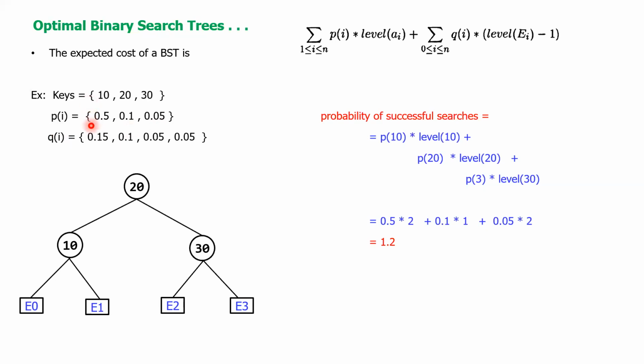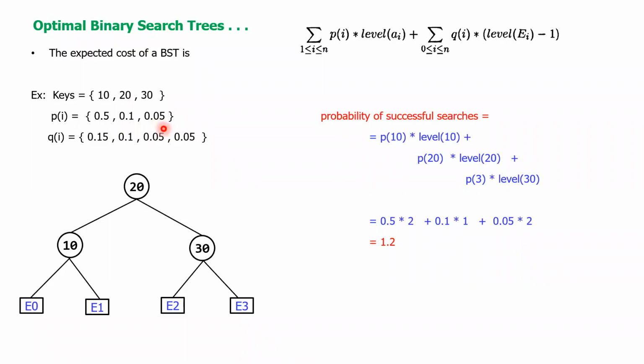0.5 is the probability of a successful search for 10. 0.1 indicates the probability for searching 20. 0.05 is the probability for searching the key 30. So these are the probabilities of the keys that represent the successful search.